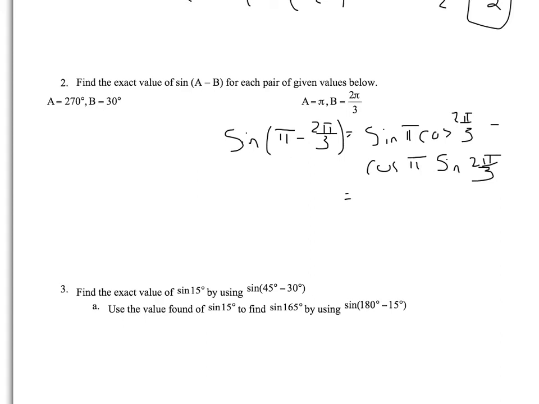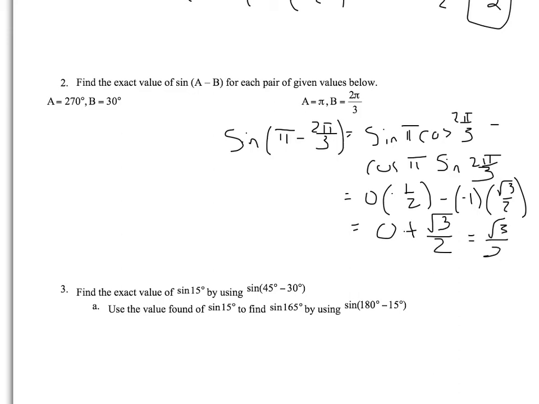Sine pi is equal to 0. Cos 2 pi over 3 is -1/2. Cos pi is -1. Sine 2 pi over 3 is radical 3/2. 0 times -1/2 is 0. -1 times radical 3/2 is negative radical 3/2, but you have a minus already, so it's going to be plus radical 3/2. 0 plus radical 3/2 is radical 3/2. So again, I'm going to skip that first one. You try that one in degrees. Please make sure your calculator's in degrees for that one.